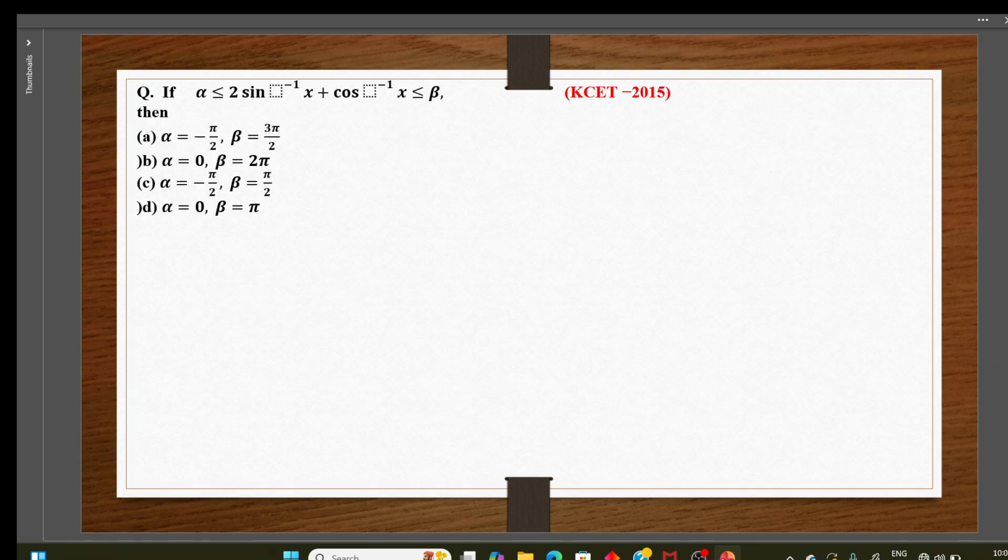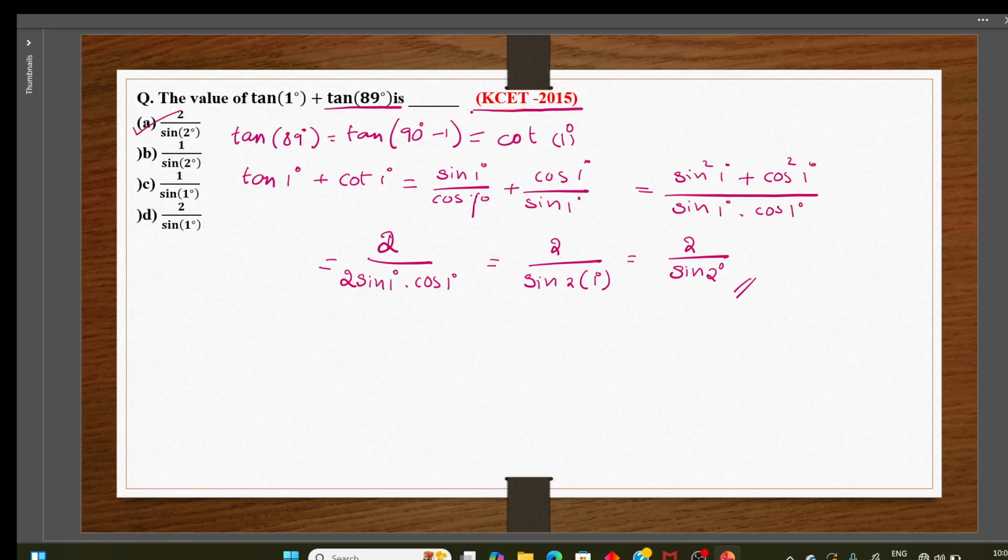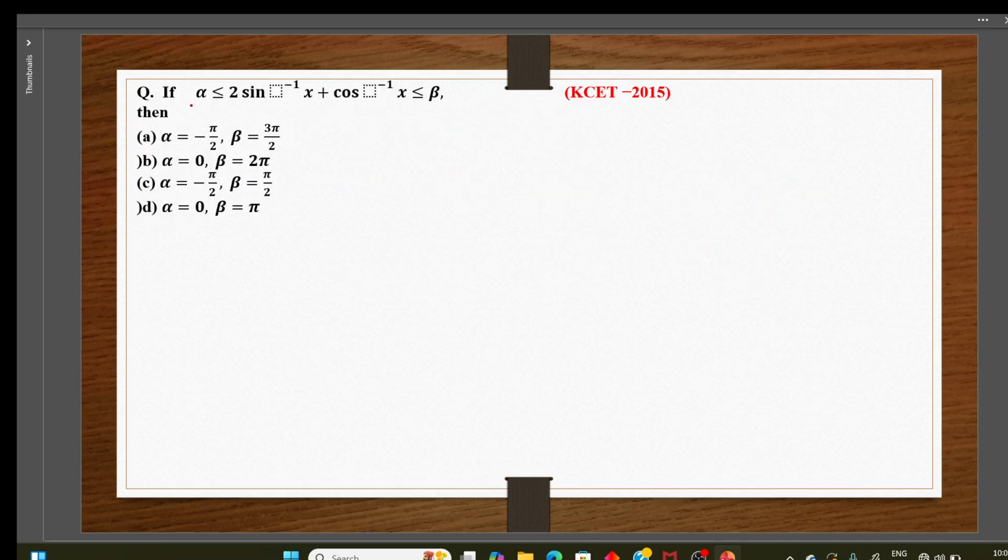Next question. So here, given alpha is less than or equal to 2 sin inverse of x plus cos inverse of x, it is less than or equal to beta. Okay. So then what is alpha and beta? This is the question. What is alpha and beta? So this question is from KCET 2015, same year.